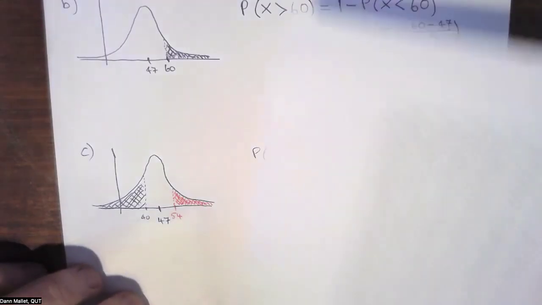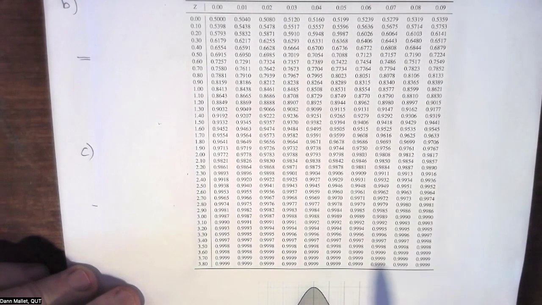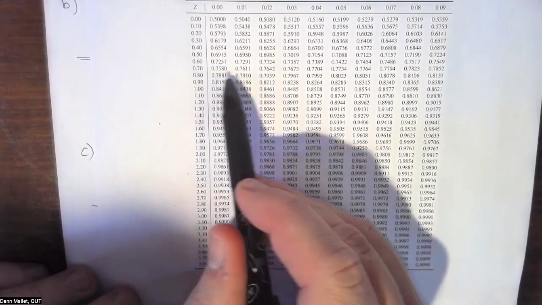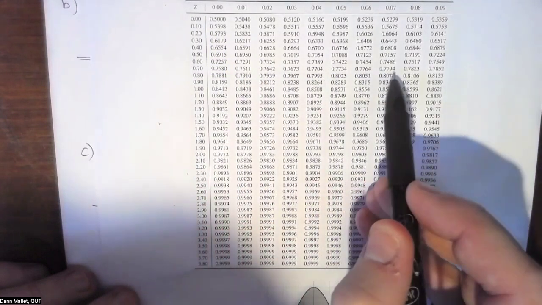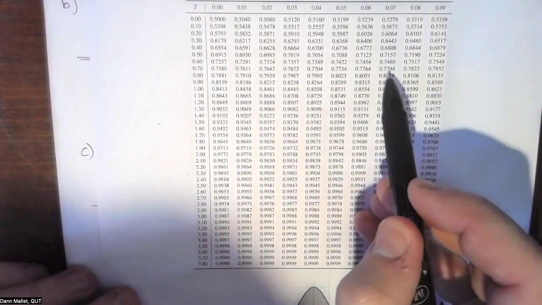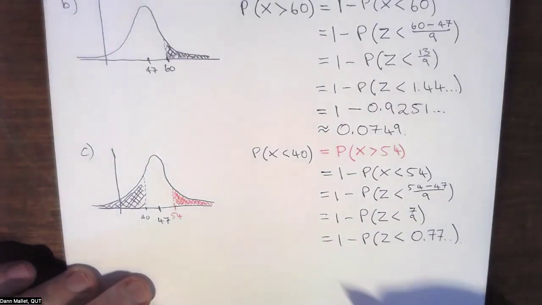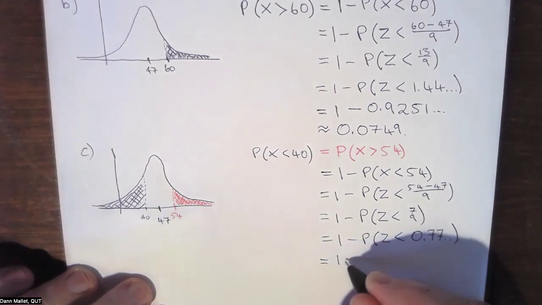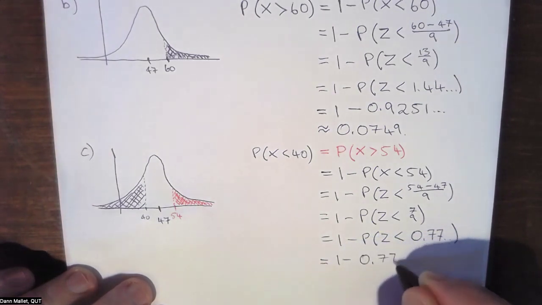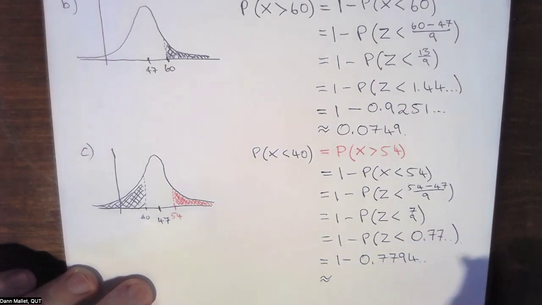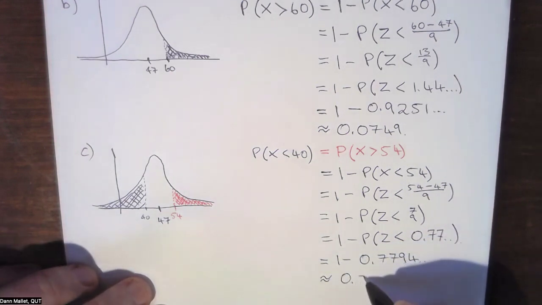At this point, we can go to our cumulative normal distribution table and look for 0.77. So 0.7 and across to 77. We have a probability of 0.7794. 1 minus 0.7794. Remember, that's rounded off. So we're going to have an approximate result of 0.2206.